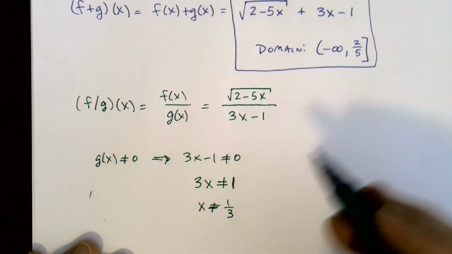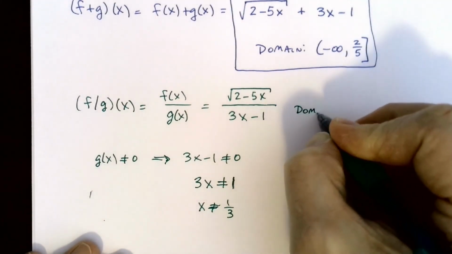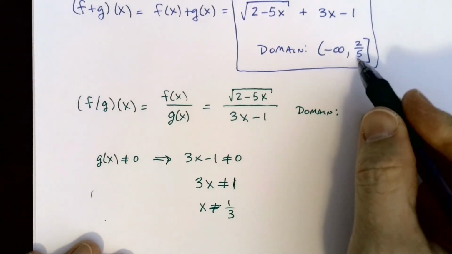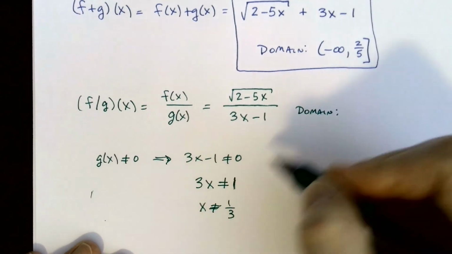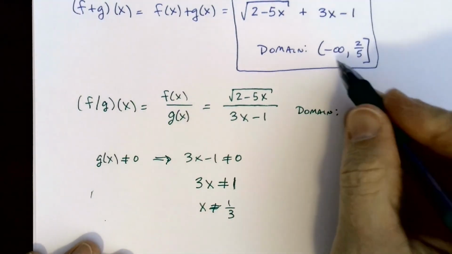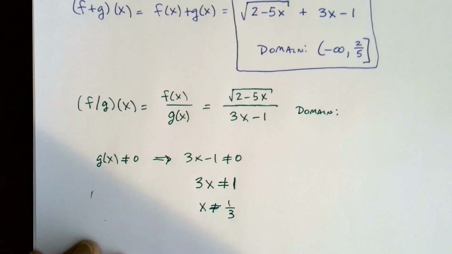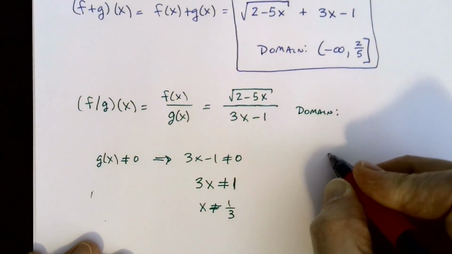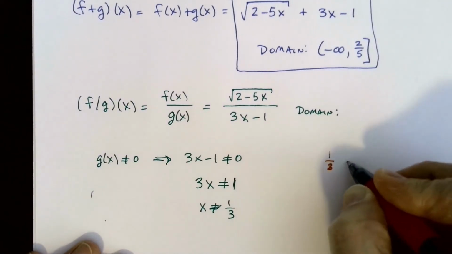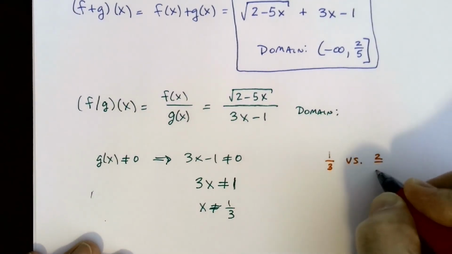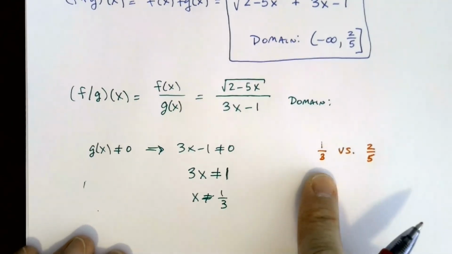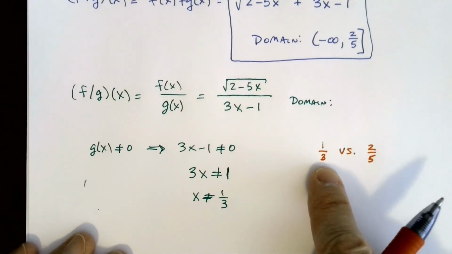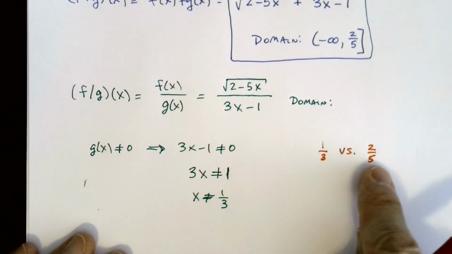And so, what's the domain? The domain is everything up to but not including 2/5, and then 1/3, excluding 1/3. Now, is 1/3 in this interval? That brings an interesting question. Do you know which is bigger, 1/3 versus 2/5? Some of you know right away by converting to a decimal, right? 2/5 is 0.4. 1/3 is what? 0.333 forever. So 1/3 is less than 2/5.